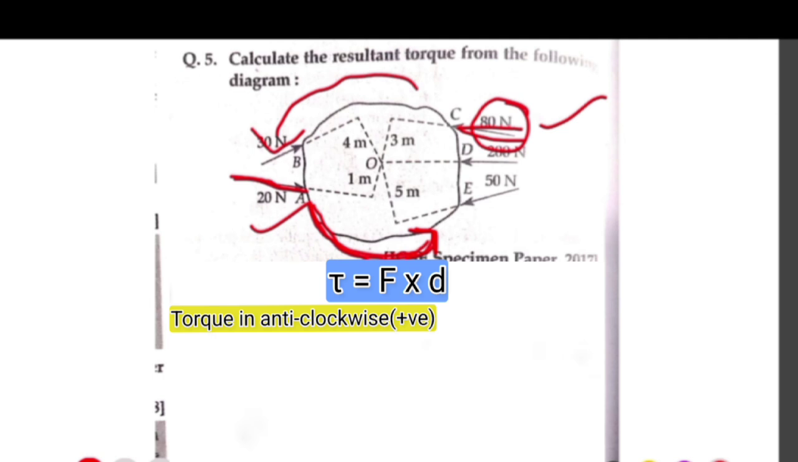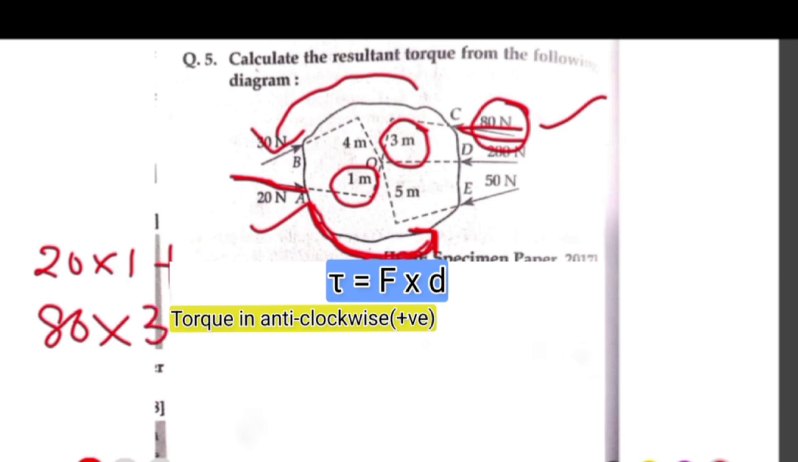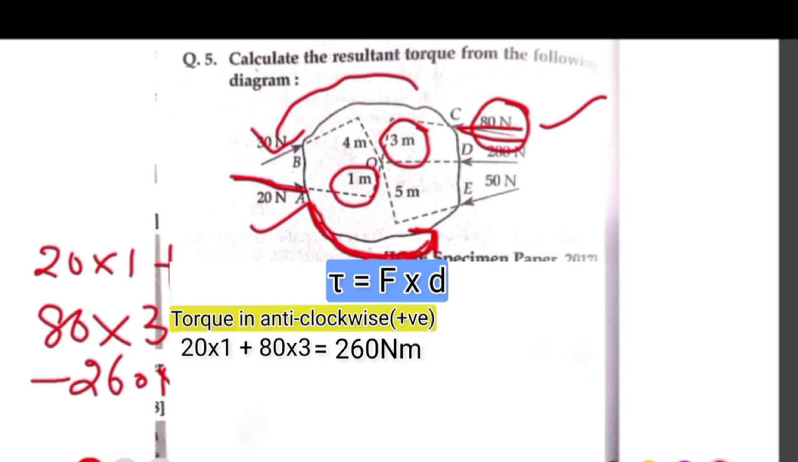One thing we need to understand here is that the perpendicular distance is given in the proper SI unit, so we don't have to make any further conversions. So the resultant anti-clockwise moment will be 20 Newton multiplied by the perpendicular distance, which is 1 meter, plus 80 Newton multiplied by the perpendicular distance, 3 meter. So you will get 20 plus 240, which will be 260 Newton meter anti-clockwise. Since anti-clockwise is taken as positive, you can put a positive sign in front of it, which is indicative that the resultant moment is anti-clockwise.